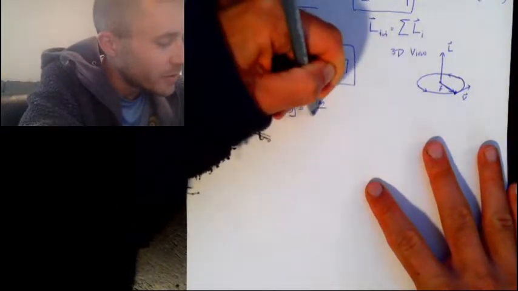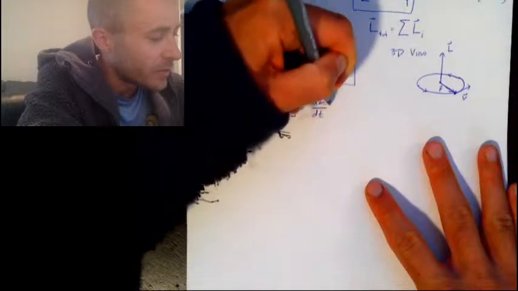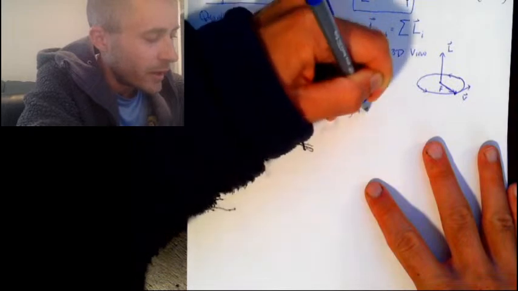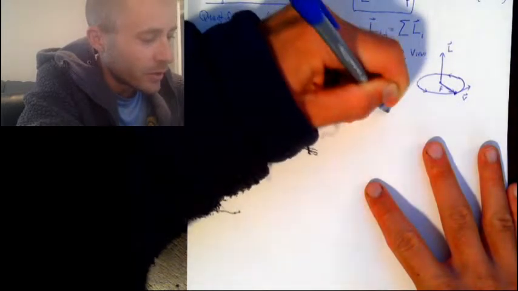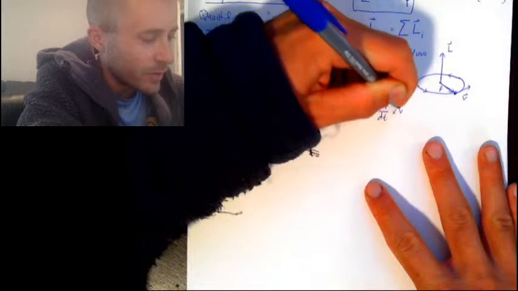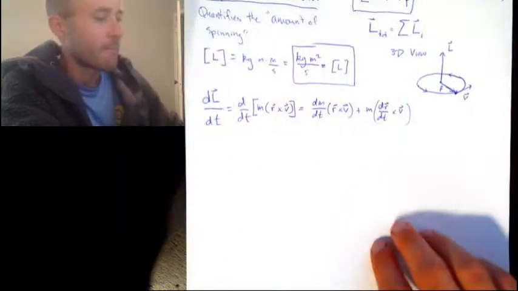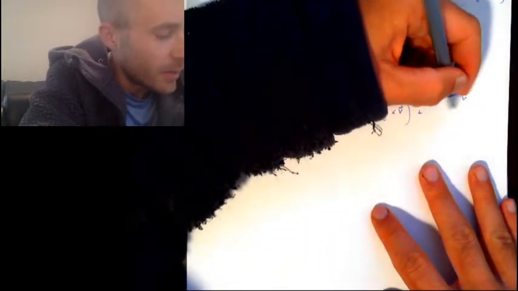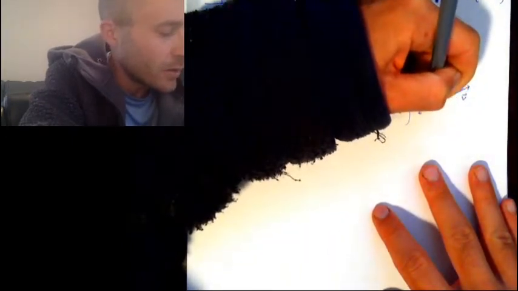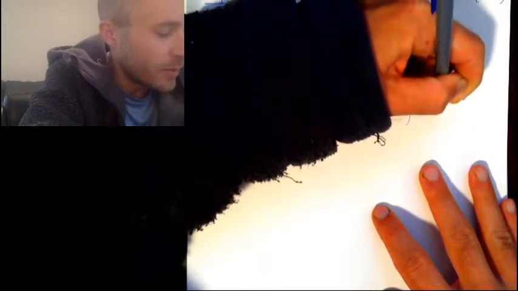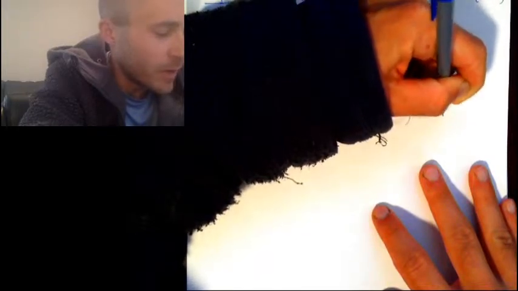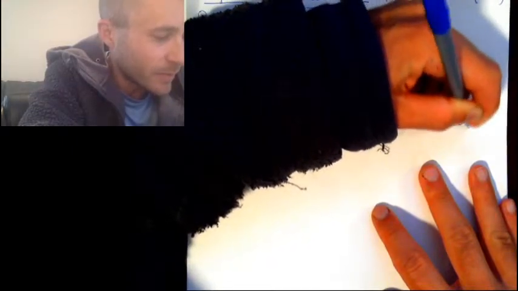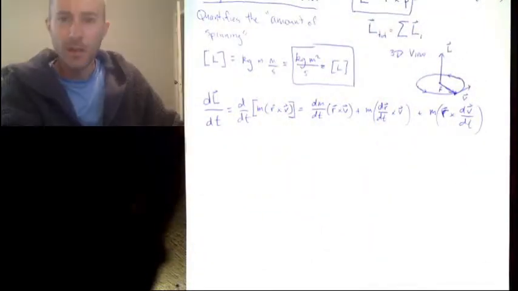So dm/dt times r cross v, plus m times dr/dt cross v, plus m r, my bad, r cross dv/dt.